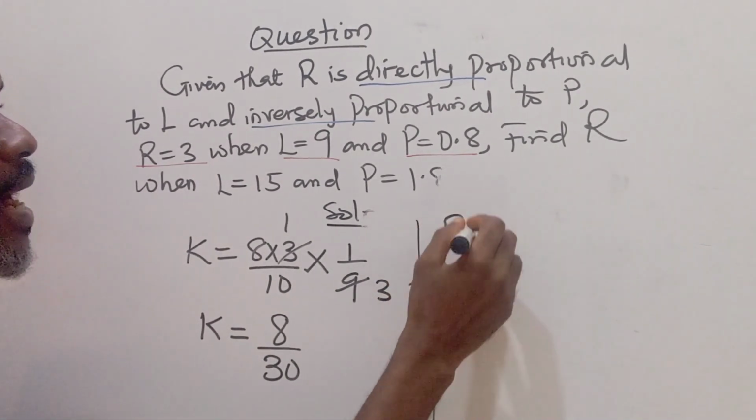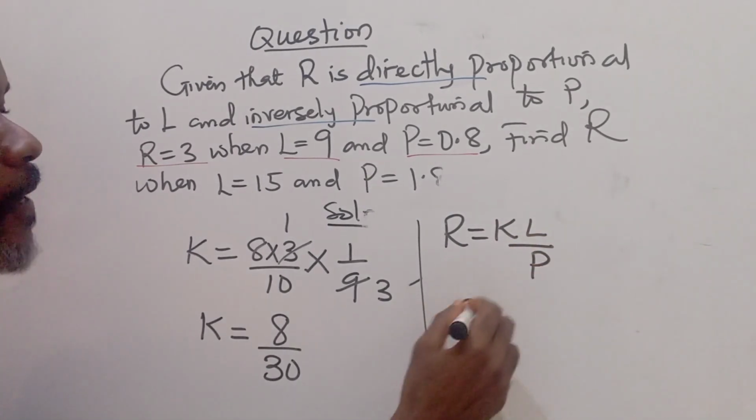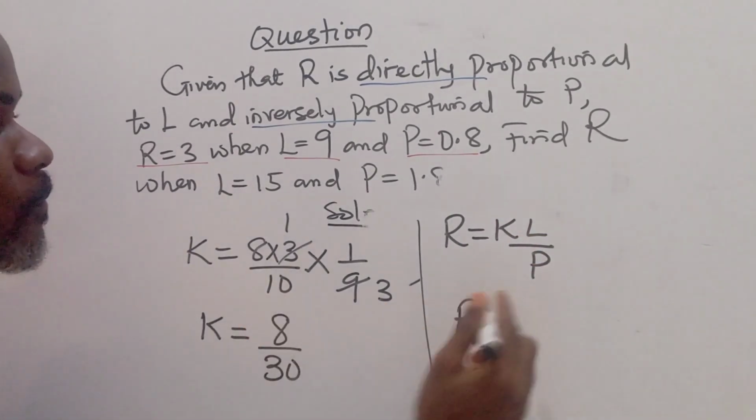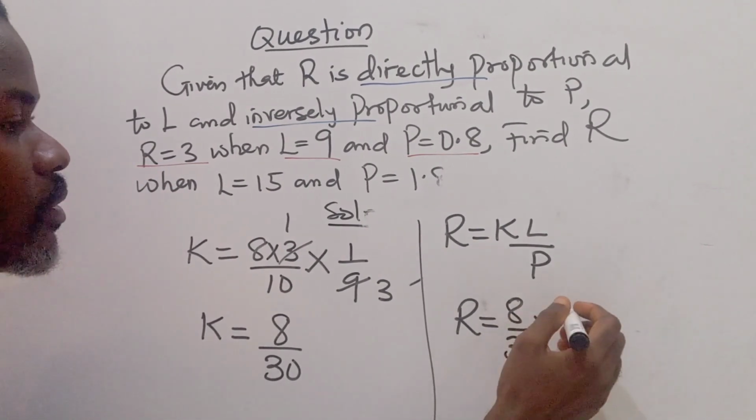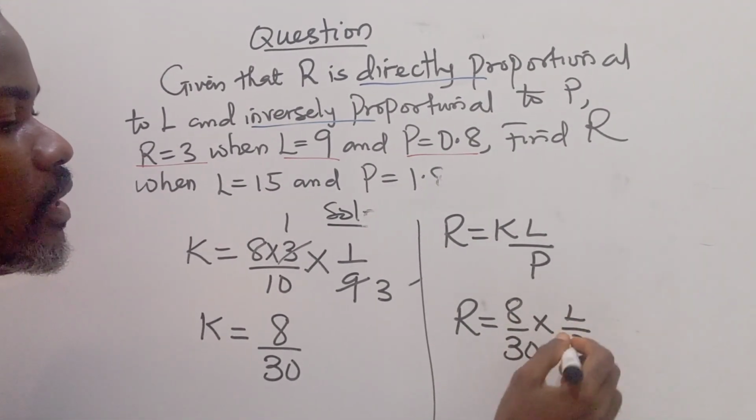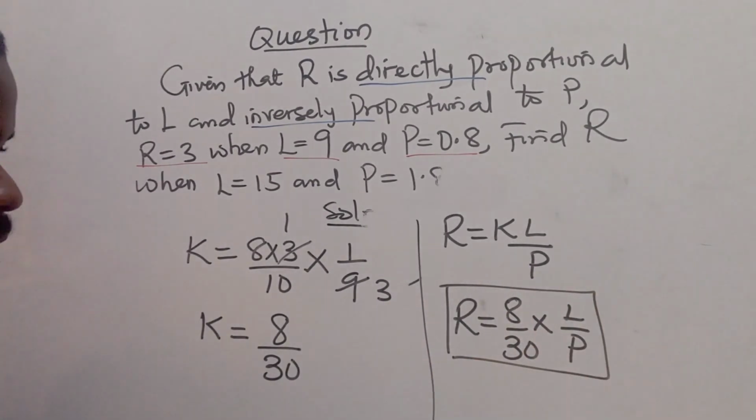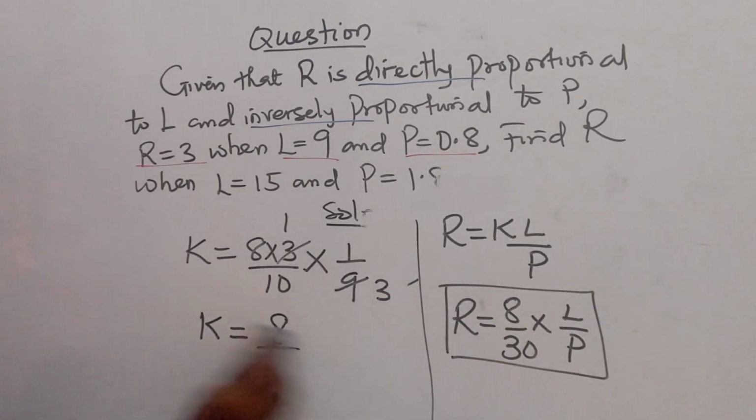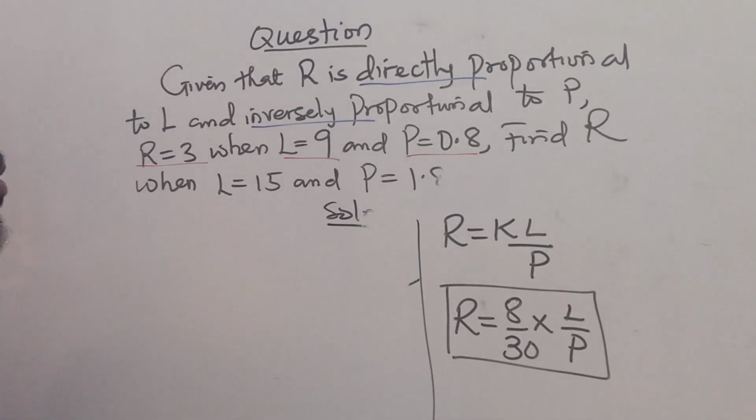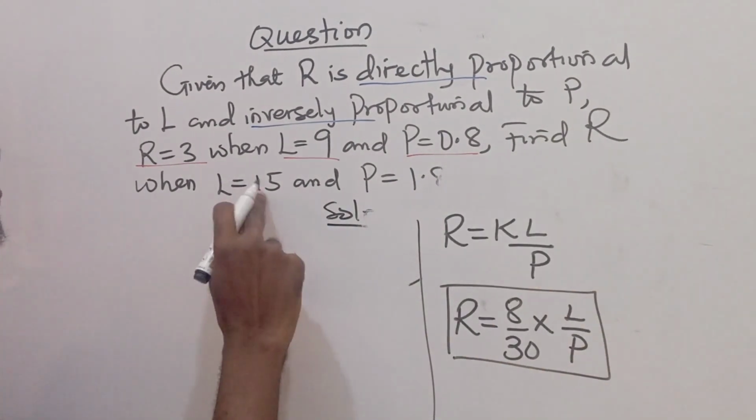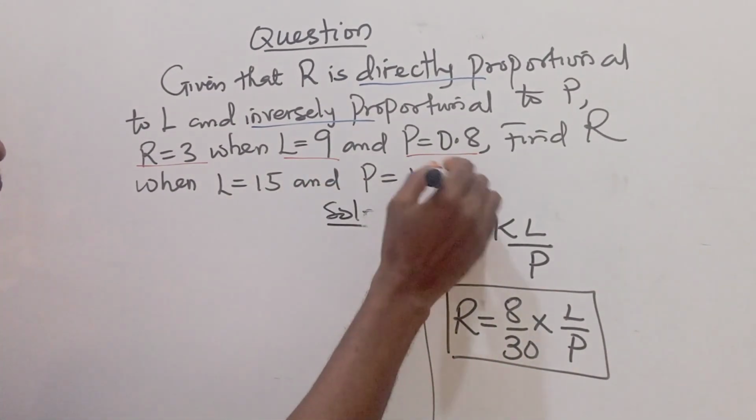All right, so we want to input it back into our initial equation. Remember, we had that R is equal to KL all over P. So R will be equal to K, which is 8 over 30, multiplied by L over P. So this is the law connecting R, L, and P. But the question says we should find R when L is 15 and P is 1.8.